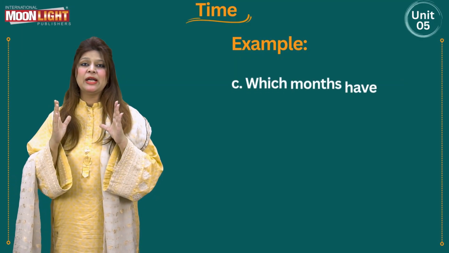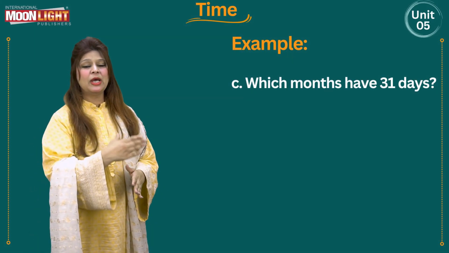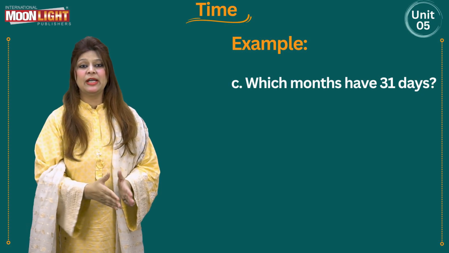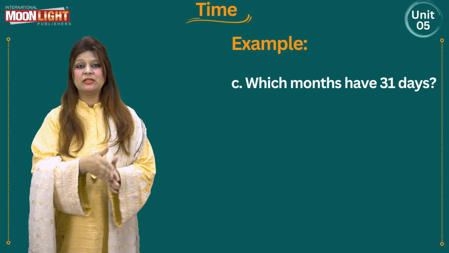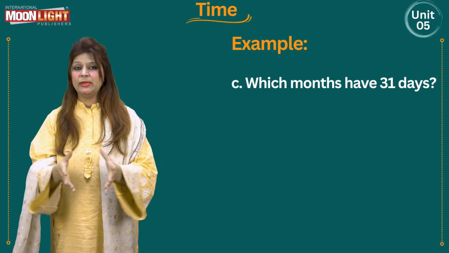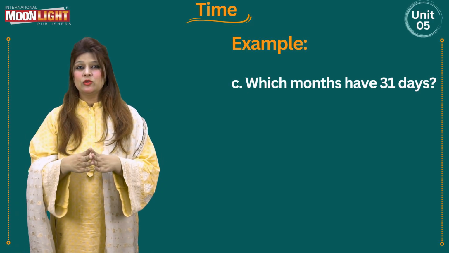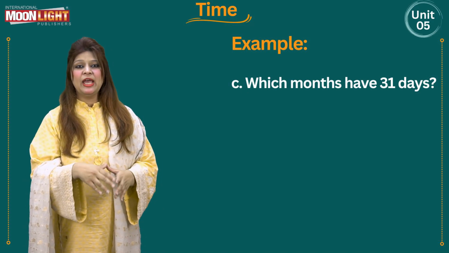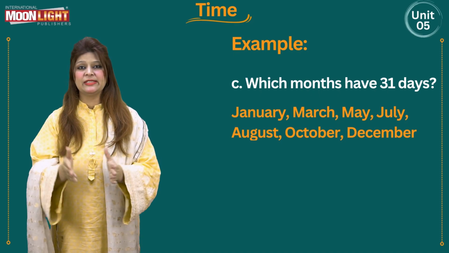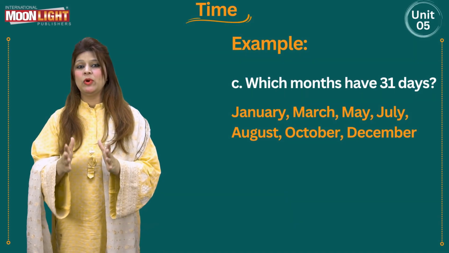In part C, you can check which months have 31 days. Check this calendar again, and see how many months have these days. You are going to name them. So we have January, March, May, July, August, October, and December, which have 31 days.